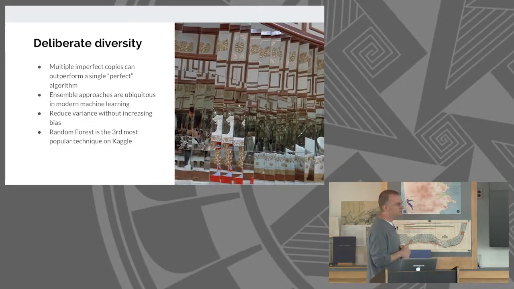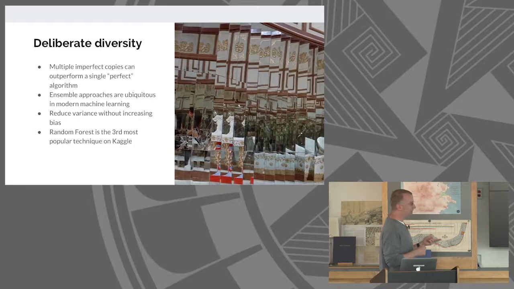Okay, so the key thing here is that we are introducing deliberate diversity. This wouldn't work if we just trained 1,000 different trees on the same data set, because they'd all be exactly the same, right? They'd all have the same information, so they would all end up looking exactly the same. So we deliberately make them different by sampling the data and making it a smaller data set. And we create these imperfect copies of the data, and we create imperfect trees on that data, but yet they outperform a single perfect algorithm, which I think is really remarkable. This technique, and a generalization of it, ensemble approaches, are completely ubiquitous in modern machine learning. From a technical perspective, they reduce the variance in your predictions without increasing the bias. And here I'm using bias in a technical, statistical sense.